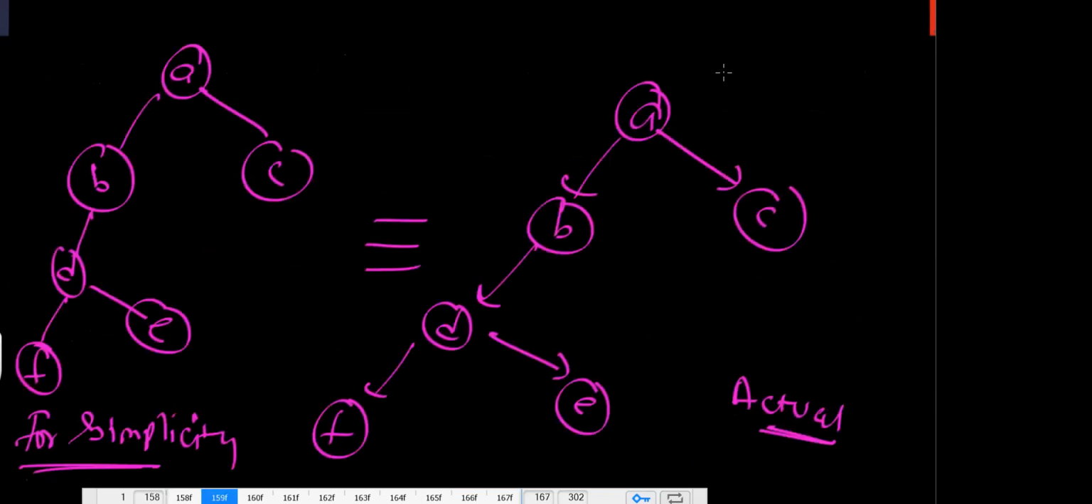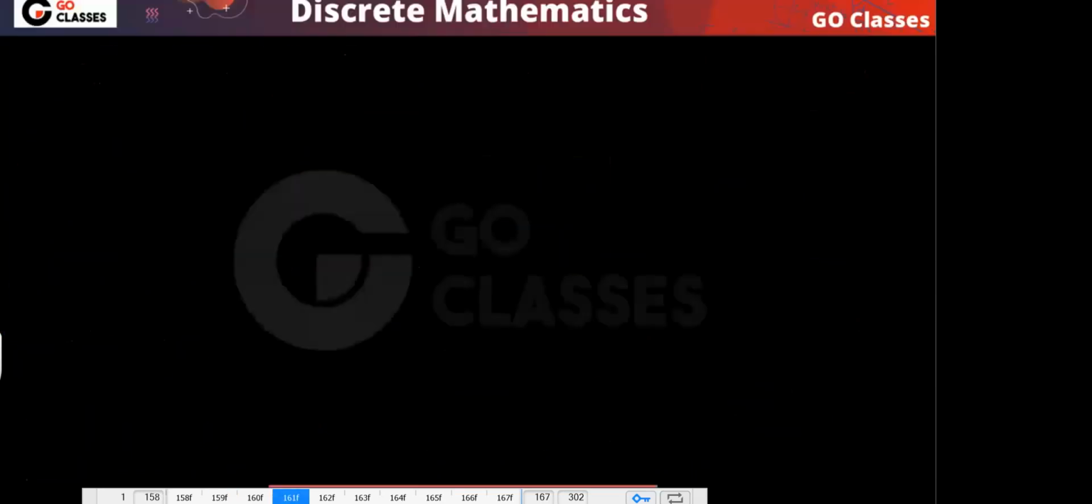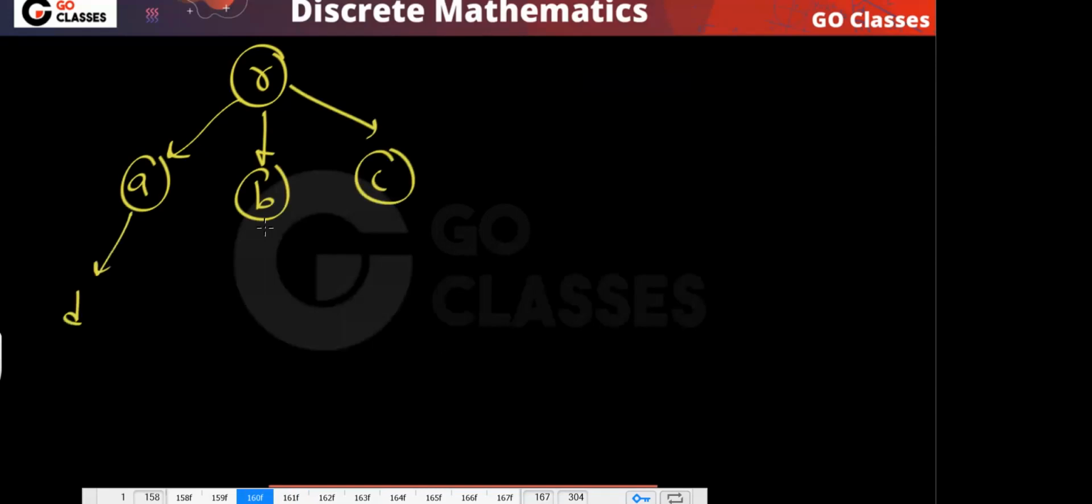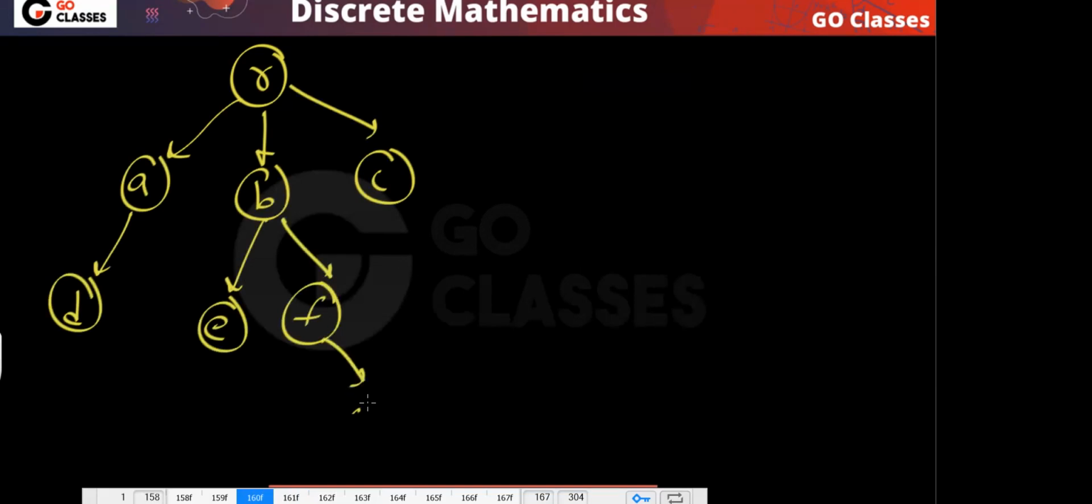So this is the actual thing, and this is for convenience. For convenience, we remove the directions. Now let's see some terminology in the rooted tree. If you have this rooted tree, for example, this is your root A, B, C, D, E, F, G. So let's assume this is your graph.